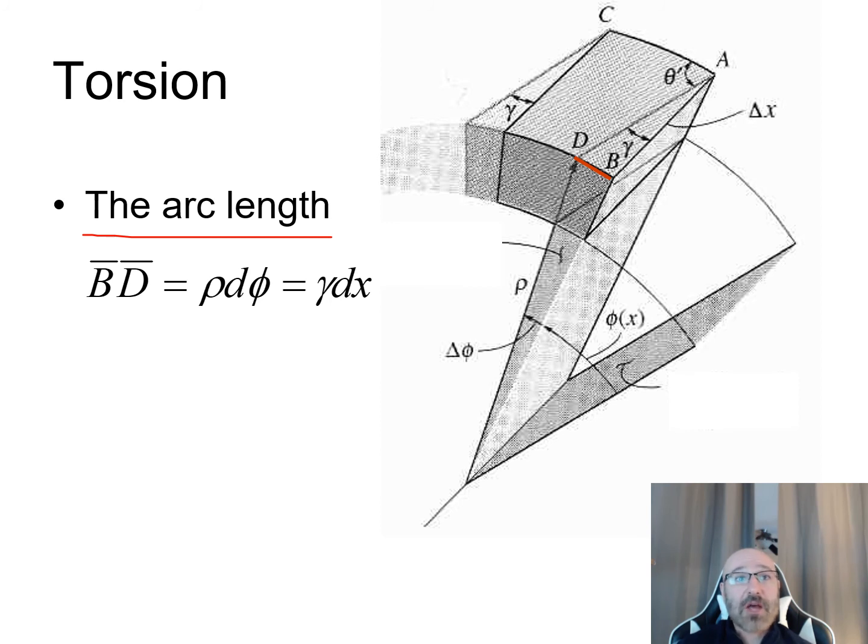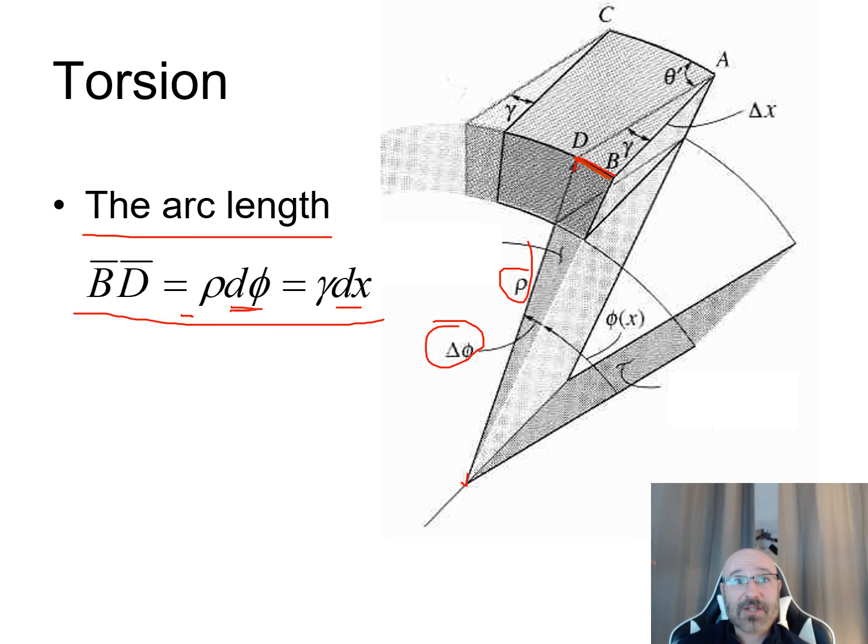We can see down below, we have our BD is equal to our rho d phi equal to our gamma dx. So there's our d phi and our dx that relate back to what we just saw in our previous slide. This is our BD, drawn in red. This arc length is equal to our rho, which is our length from our center point down here up to D, times that d phi, which we just talked about.